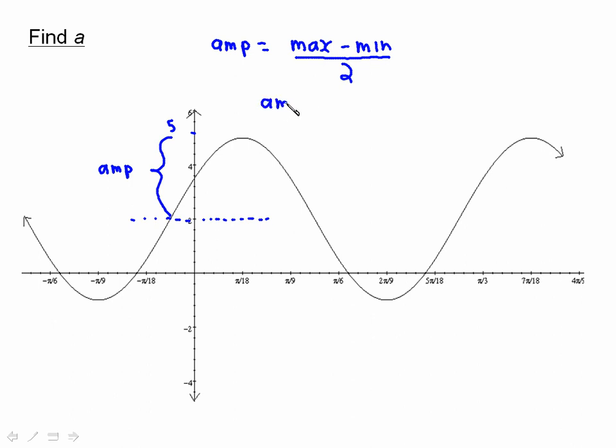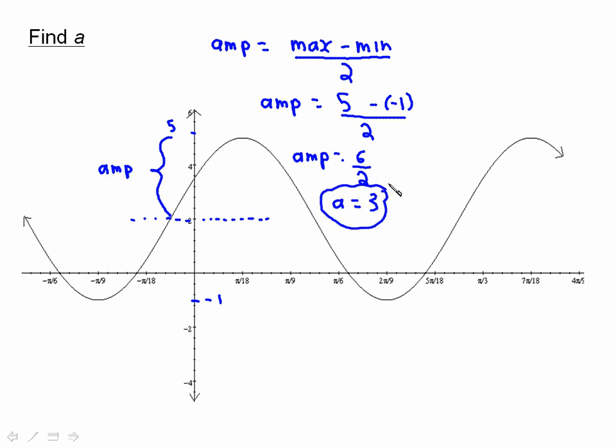So the amplitude is equal to, the maximum value is 5 minus the minimum value, which is -1. So 5 minus -1 divided by 2. So therefore the amplitude is equal to 5 plus 1 is 6 divided by 2. So the a value is equal to 3. And keeping in mind that it is the amplitude that I've got, not the a value, we could write this as a negative graph, in which case a would be negative, but no big deal. So we're getting close.